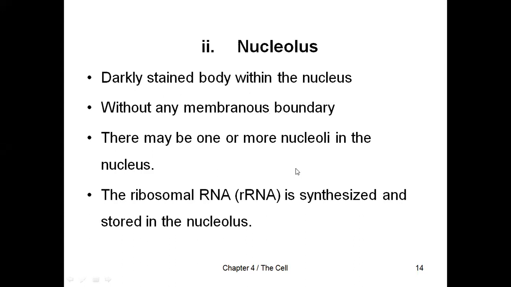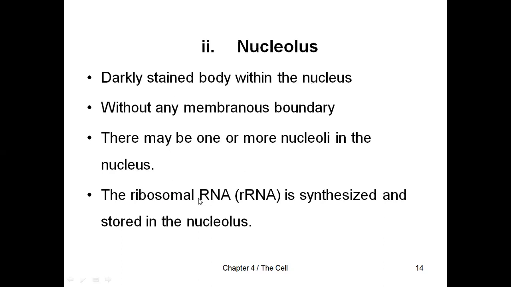First of all, the nucleolus is a darkly staining body. Darkly staining means that it carries the stain more than the nucleus. Hematoxylin is a nucleus stain. I will write it on the board for you. It becomes very dark as compared to the nucleoplasm. So when we observe the nucleolus in the nucleoplasm, it has a very dark color. It doesn't have any kind of membranous boundary, and there may be one or more nucleoli in the nucleus.